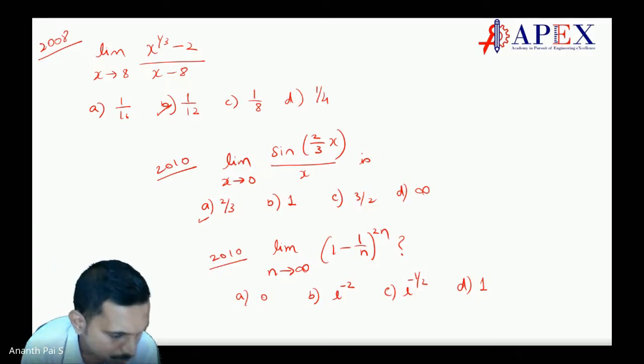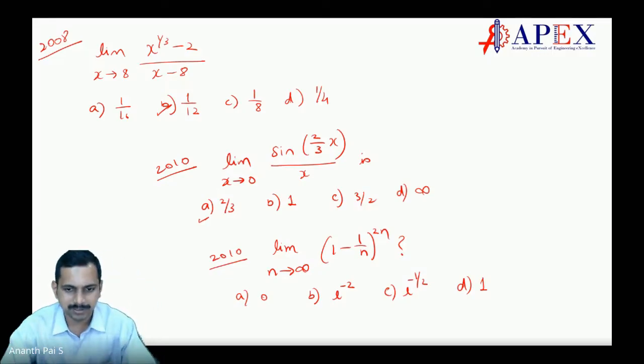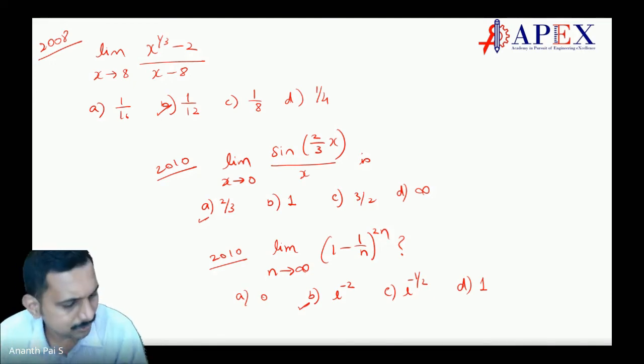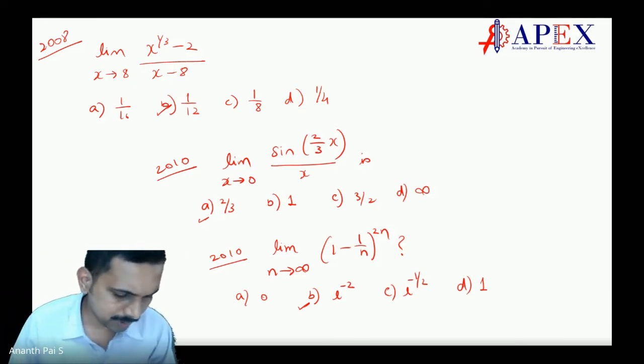Sir, e power minus 2. E power minus 2. Very good. That is the right answer. Simple. See, now we are making progress, is it not? See, you are solving 8 problems within a minute. Okay. Yes, very good. Okay. Others have solved this.